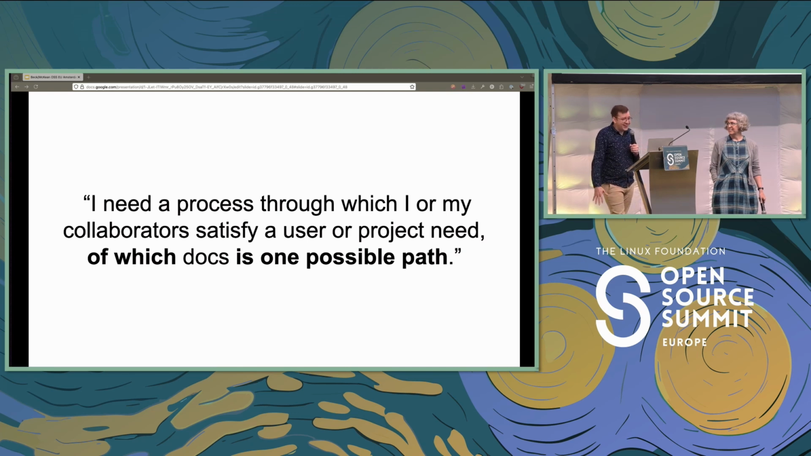And if we peel back again, we find that it's, I need a process through which I or my collaborators satisfy a user or project need, of which docs is one possible path. Maybe the real thing that you need to do is to fix a bug instead of write a workaround for a bug. Or maybe people aren't feeling welcome to contribute to your project, and you need an event to change the culture.